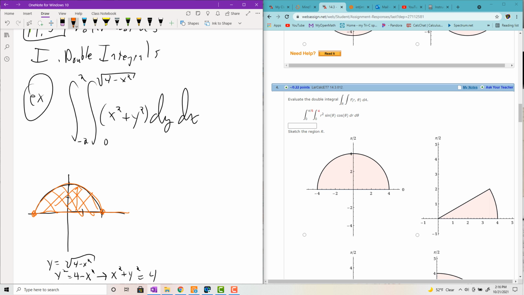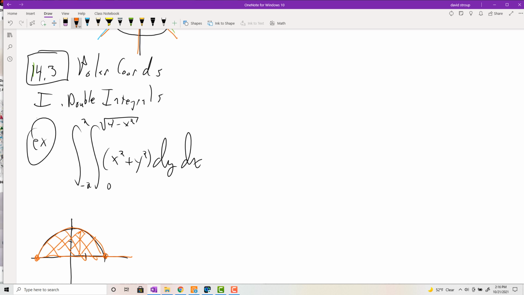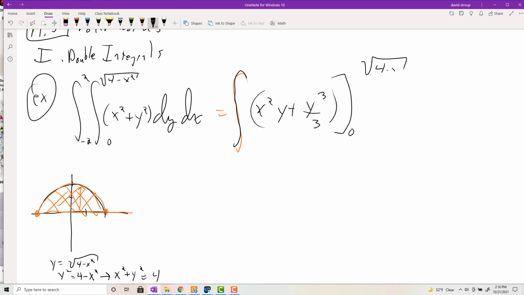And if I went and tried to do that, and I could, it just wouldn't be a lot of fun, right? Because your first integral on the inside there, you're going x squared y plus y cubed over 3, evaluated from 0 to square root of 4 minus x squared. Already, my headache is returning, right? I gotta evaluate this antiderivative with that square root thing, and then I gotta take the integral of that, and it's just gonna be a nightmare.